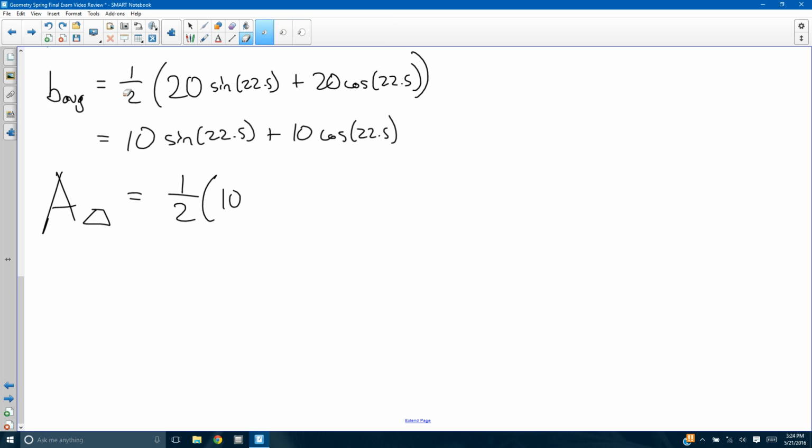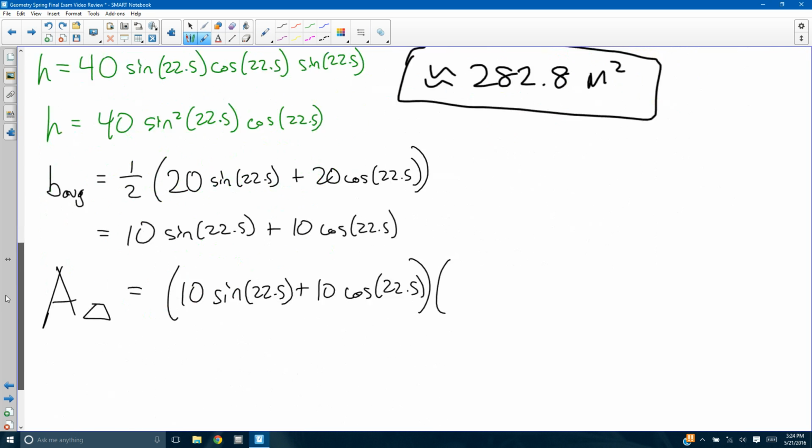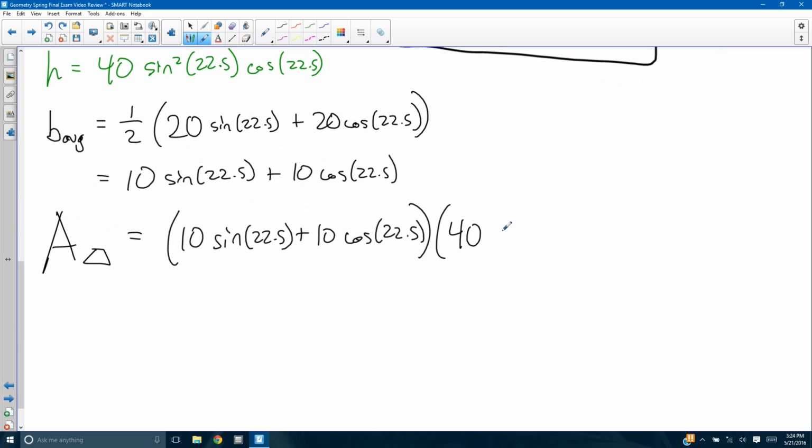Oh, wait, one second, I'm sorry. We already did the base average part. Average of the bases multiplied by the height, right? So I'm just going to take this and multiply it by the height. 10 sine of 22.5 plus 10 cosine of 22.5 times 40 sine squared of 22.5 times cosine of 22.5. Okay, that's the area of one of these things right here.